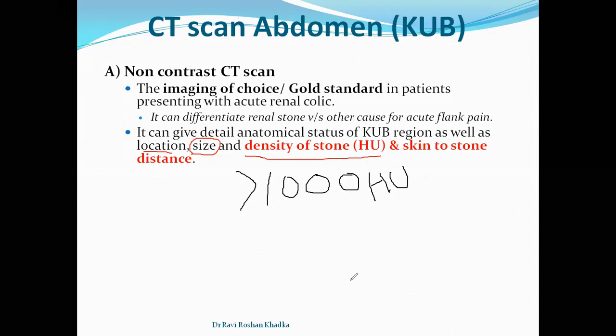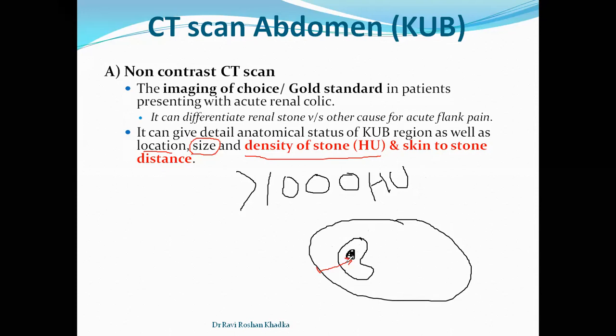Skin to stone distance. Okay, suppose this is the CT scan over here, kidney. Okay, this is the stone. The CT scan can easily measure the distance between the skin and the stone. Why is this required? Because again, if the distance is more, then the shock wave cannot be applied. So this knowledge can only be shown by the CT scan.